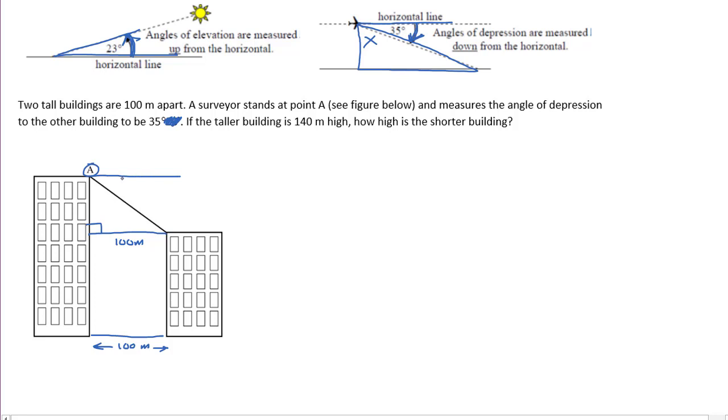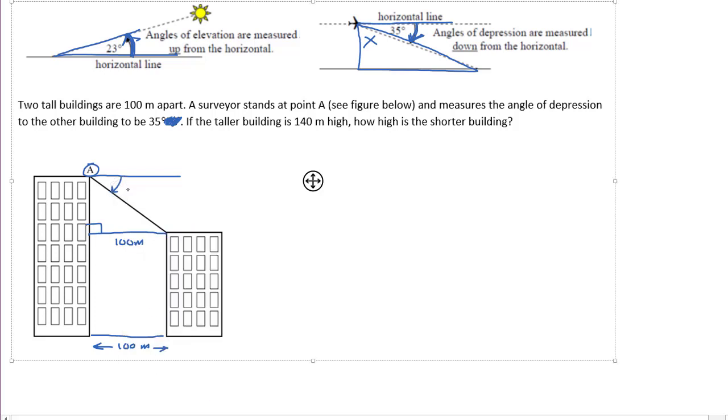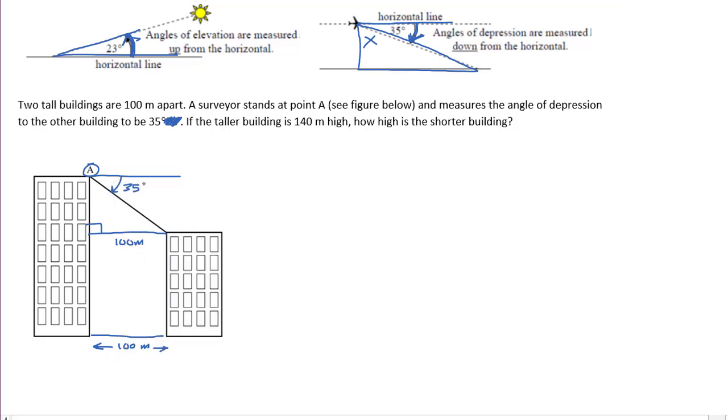Angle of depression: I have to draw in this horizontal line. The angle of depression is not right here. Again, that's where people always draw it in. It's in the wrong spot. For the angle of depression, you draw a horizontal line, you look out straight, and then if you look down, it is 35 degrees. So that's where our angle of depression is.